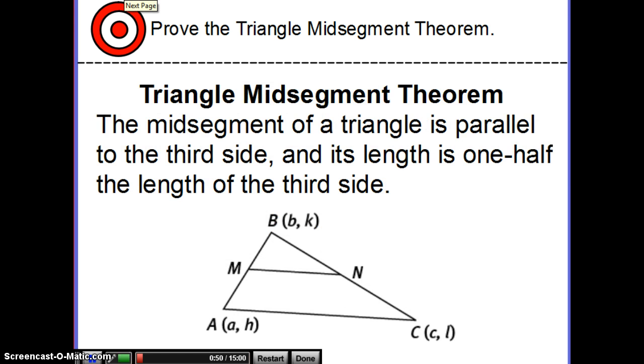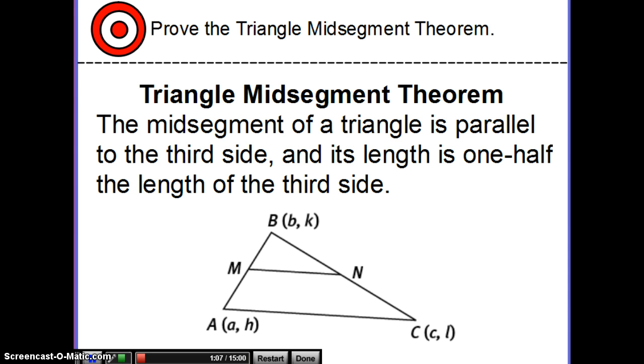Okay, so this is the theorem that we're going to prove then. The triangle midsegment theorem: the midsegment of a triangle is going to be parallel to the third side, and its length is 1/2 the length of the third side.